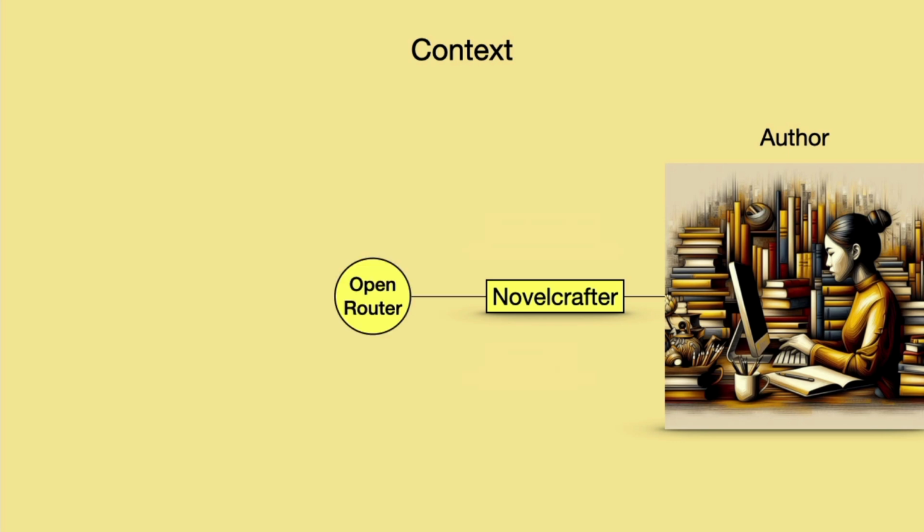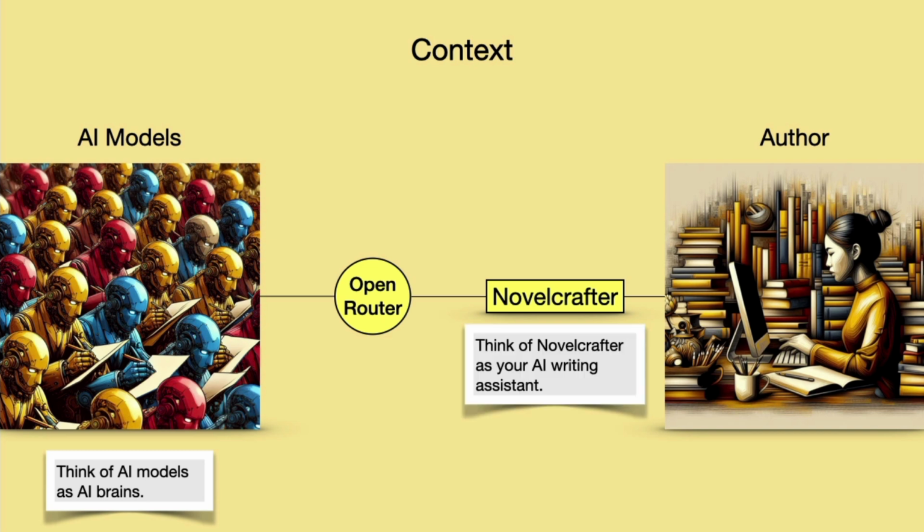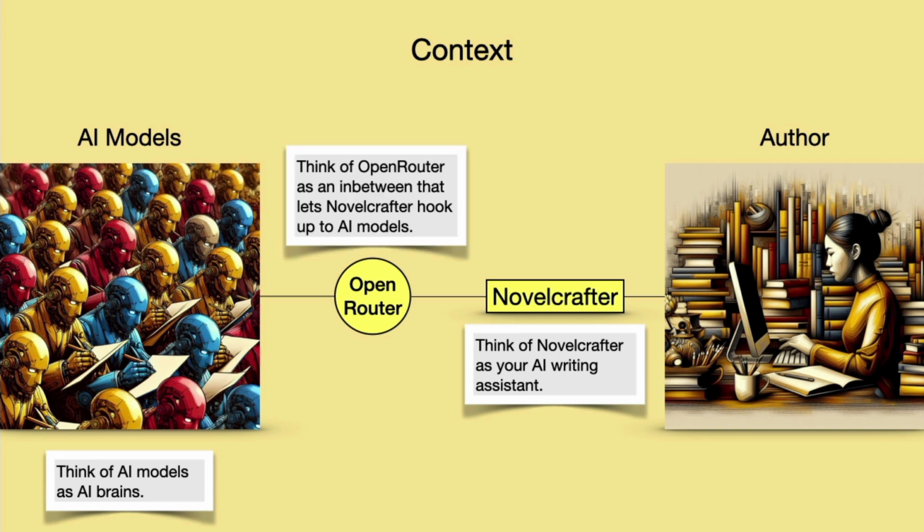What OpenRouter does is that it connects Novelcrafter to a lot of AI models, actually more than 100 of them. AI models are AI programs that do the actual AI work. Think of AI models as AI brains. Each AI model works differently. Some are good for writing fiction, others for non-fiction, others for interactive chat, some for finding facts, and some are general purpose. You as an author work with Novelcrafter, which you can think of as your AI writing assistant. And you want to use the power of AI brains. The thing that connects Novelcrafter with AI models is OpenRouter. So you can think of OpenRouter as an in-between that lets Novelcrafter hook up to AI models.